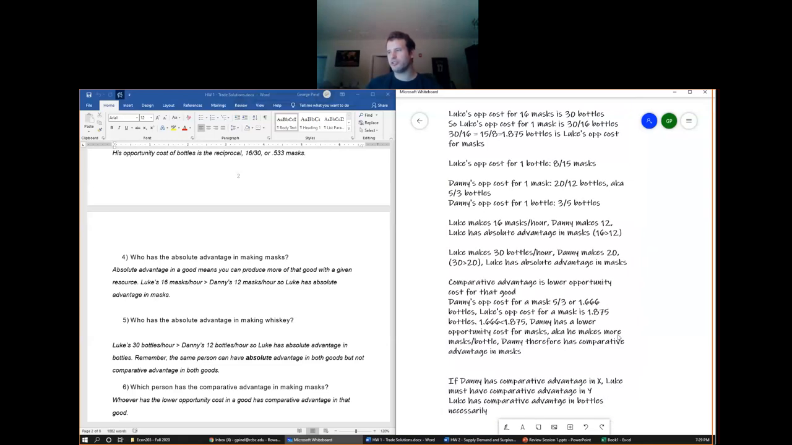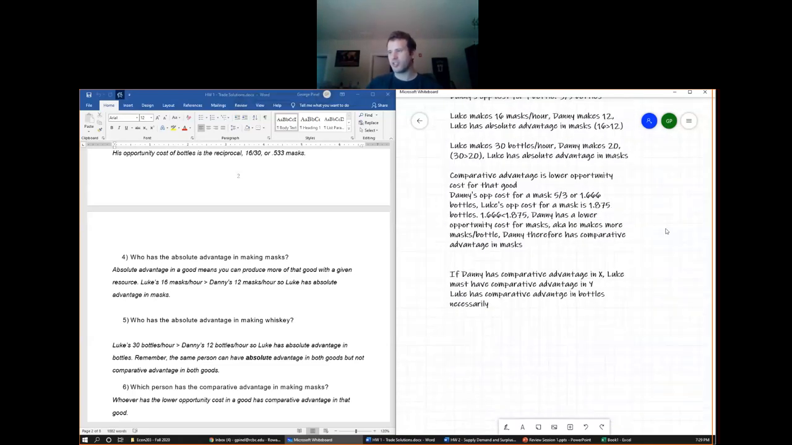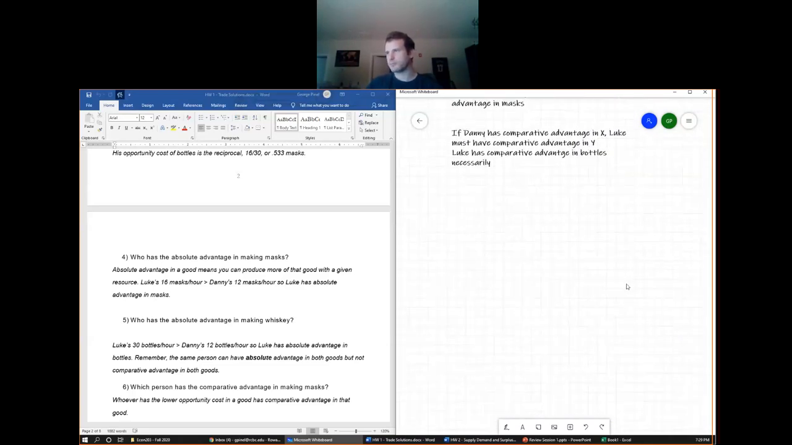Alternatively, you could do it the other way around. You could just redo the steps. Luke's opportunity cost for a bottle is 8/15, which I think was like 0.53. Danny's was 0.6. 0.53 is less than 0.6. So Luke should have comparative advantage in bottles because he has a lower opportunity cost. Okay. That's another way of getting to the same thing.